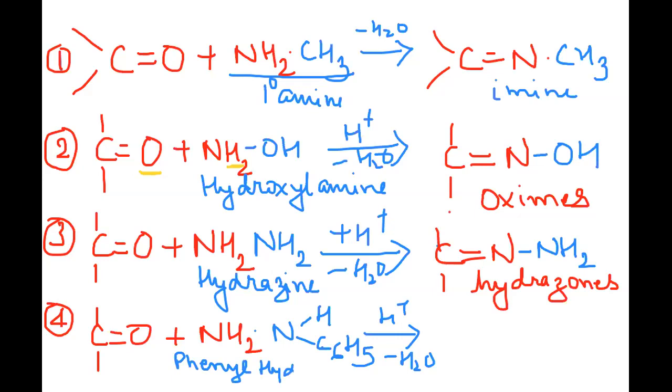Why is it phenylhydrazine? As a phenyl group has been added to the hydrazine, it becomes phenylhydrazine. And the compound obtained in this case is C double bond N, with the attachment NHC6H5. So the compound obtained is phenylhydrazone.